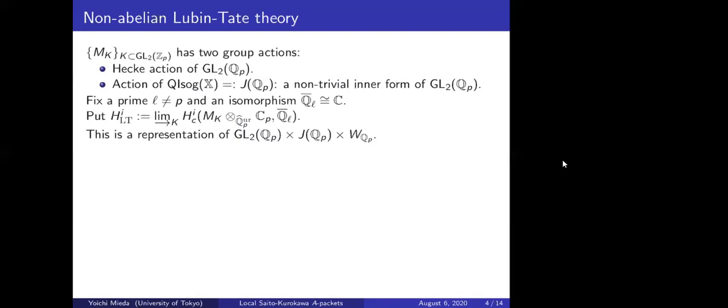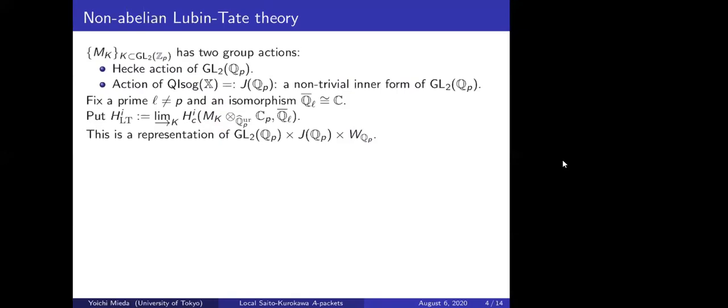Now I'd like to consider the l-adic cohomology of this rigid-analytic tower. So let's fix a prime number l, which is not equal to p, and fix an isomorphism between Q_l bar and C, and we identify these two groups. And let's consider the compactly supported l-adic cohomology group of this tower. Namely, we take the compactly supported l-adic cohomology of this M_K and take an inductive limit with respect to K.